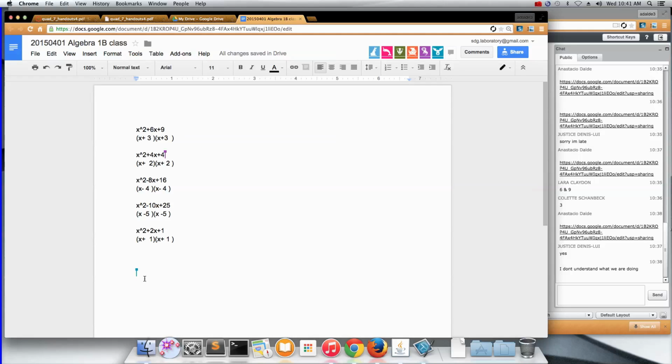Okay. So check this out. Here's what I want to do. You guys all know how to do this, right? Can you see the pattern? What can you tell me about these factors? I chose these numbers very specifically. What can you tell me?